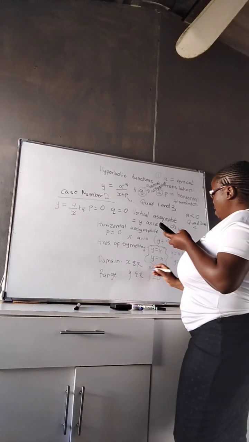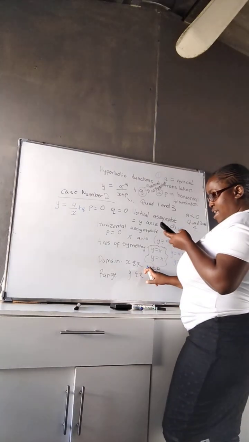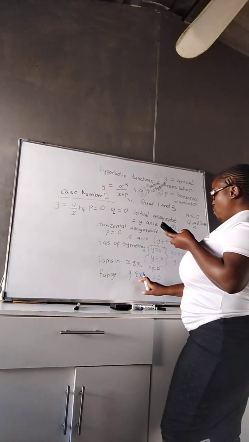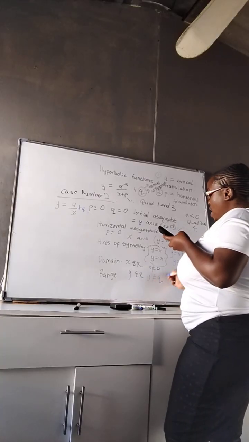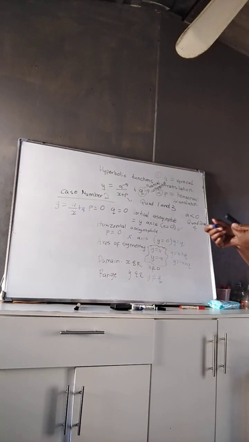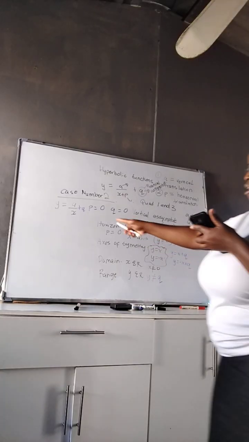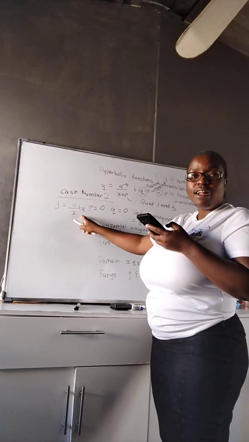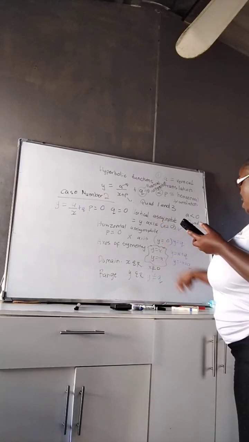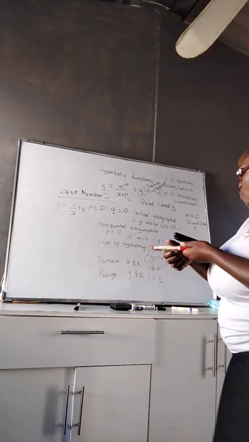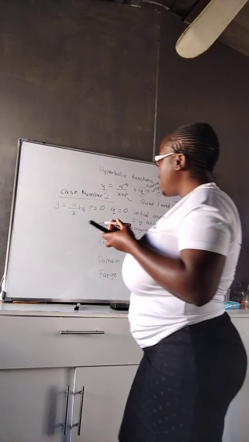Now x is an element of the real numbers, this is the same, but now for the y part, we're not going to have 0 there, we are going to have q. So that's the difference that we have when we have case number 2. When we include a q part in this point, we are going to have that as the difference.